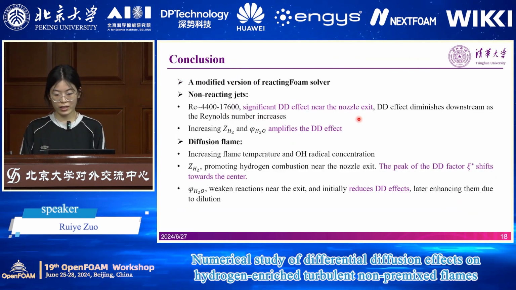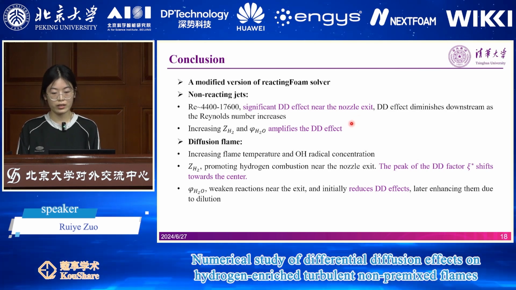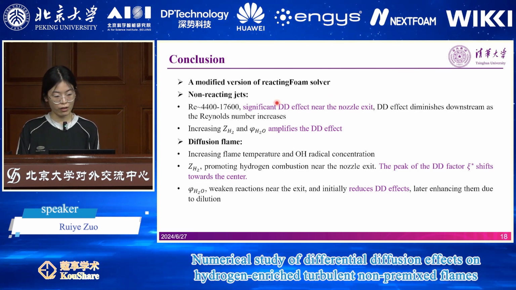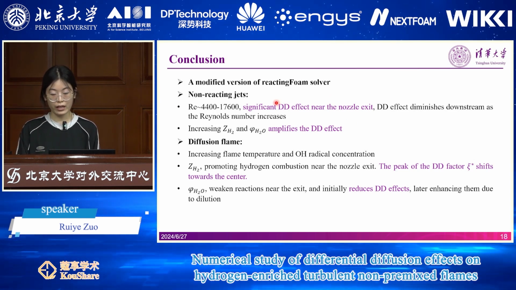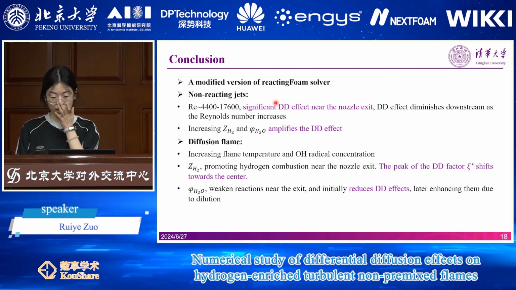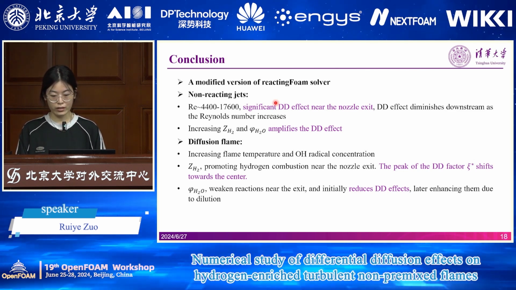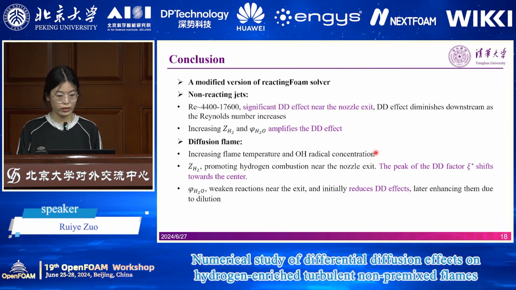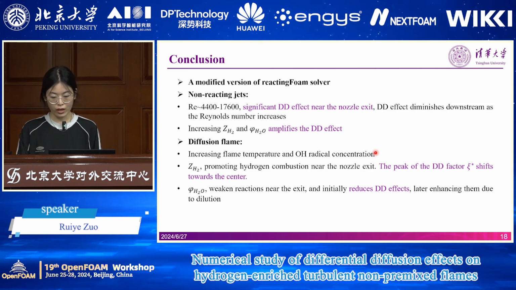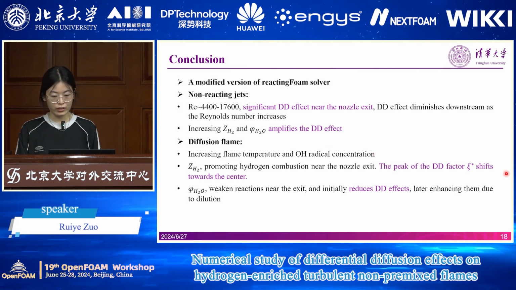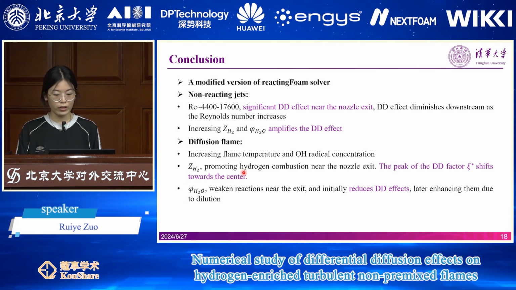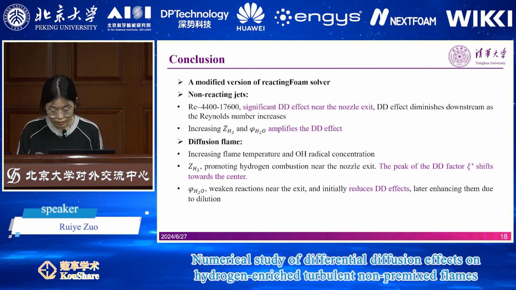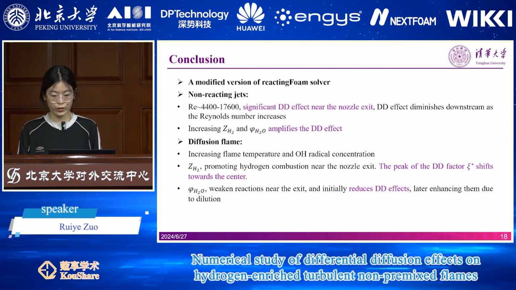This study investigates the impact of differential diffusion on steam-diluted hydrogen-enriched methane mixing and combustion process. The reactingFoam solver is employed and modified by considering the different mass diffusivities in the species transport equation and the non-unit Lewis number in the enthalpy equation. In this work, we introduced the differential diffusion factor in both non-reacting jets and diffusion flames. In non-reacting jets, decreasing Reynolds number, increasing hydrogen fraction, and increasing steam fraction tend to amplify the differential diffusion effects.